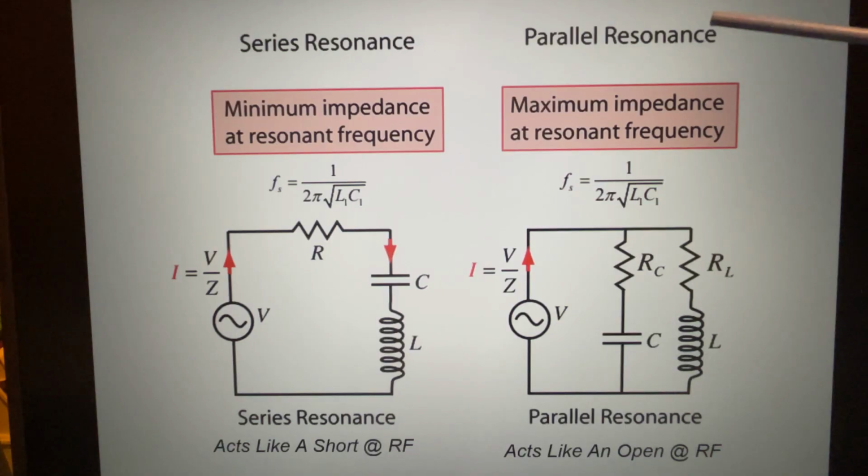Now, if we look at the parallel resonant circuit, it's exactly the opposite. The maximum impedance is achieved at the resonant frequency. So parallel resonance acts like an open at the resonant frequency. So again, there's opposite effects here. Series resonance acts like a short, so you have a minimum impedance, and parallel resonance acts as an open at the resonant frequency, so you have maximum impedance. And we'll see why that's important when we design these different types of transformers.